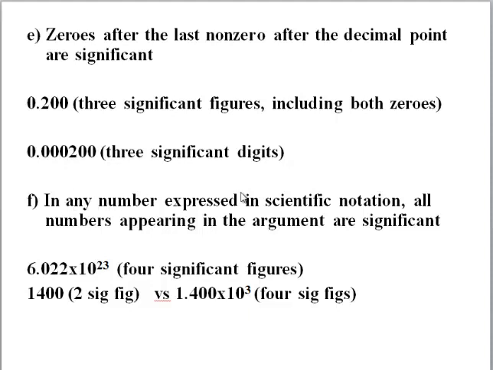In any number expressed in scientific notation, all the numbers appearing in the argument are significant. So 6.022 times 10 to the 23rd has 4 significant figures: the 6, the 0, the 2, and the 2. The exponent has no impact on the significant figures.